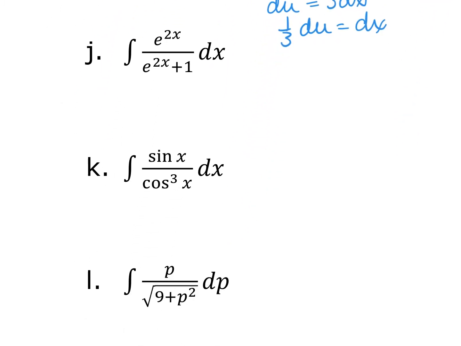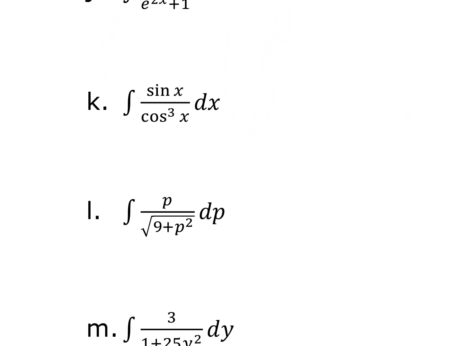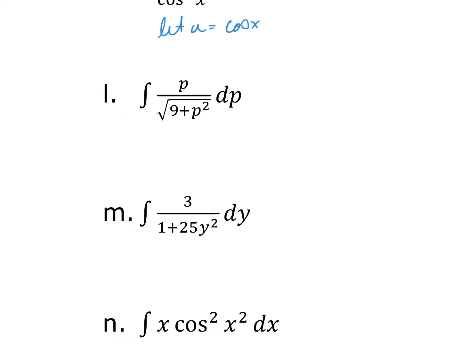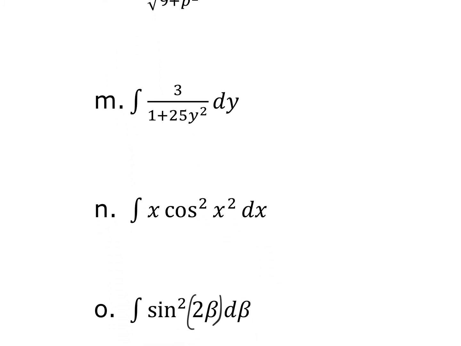Similar to j, k is another one that you would probably let u be the denominator. Let u equal, and I wouldn't write it as cosine cubed, I'd write it just as the cosine of x, because I know the derivative of cosine x is negative sine x. IJKL is similar.